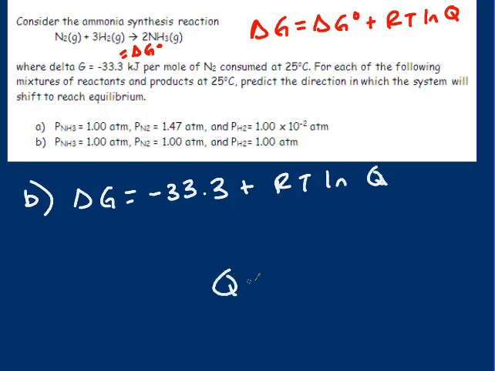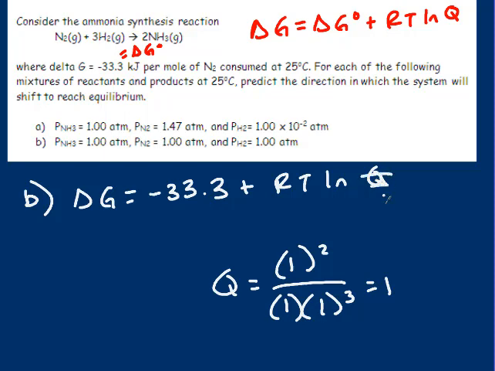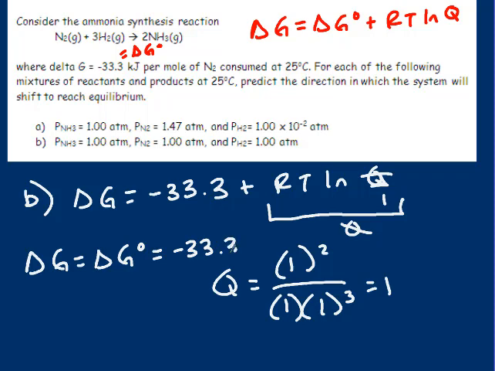But this time, when I solve for Q, I have 1 squared over 1 times 1 cubed is equal to 1. So if I plug in, ln of 1 is 0. 0 times anything is going to give me 0, so this whole thing is 0. Therefore, my delta G is equal to my delta G naught, which is equal to negative 33.3 kilojoules.